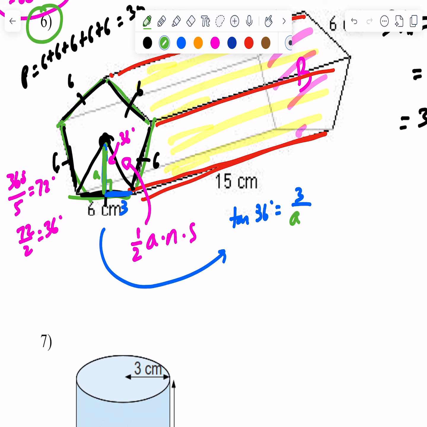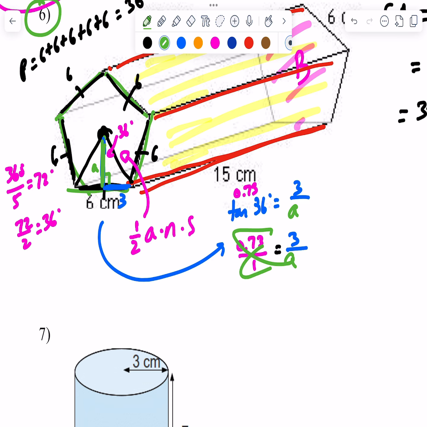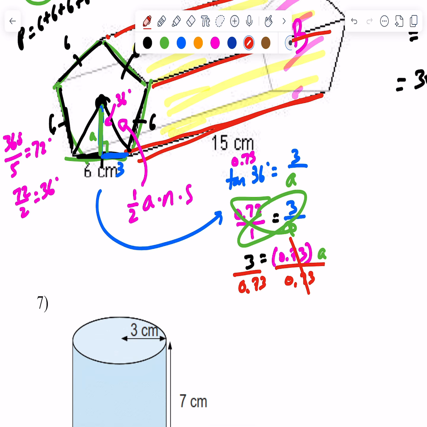All right, tan 36. I'm going to punch that in my calculator. The tangent ratio at 36 degrees is about 0.726, or I'll just say 0.73. So we could say tan 36 over 1 equals 3 over the apothem. Let's go ahead and cross multiply. So we get 3 equals 0.73, which is tan 36, times the apothem, which means we have to divide both sides by 0.73. So our apothem is 3 divided by 0.73, or 3 divided by tan 36.